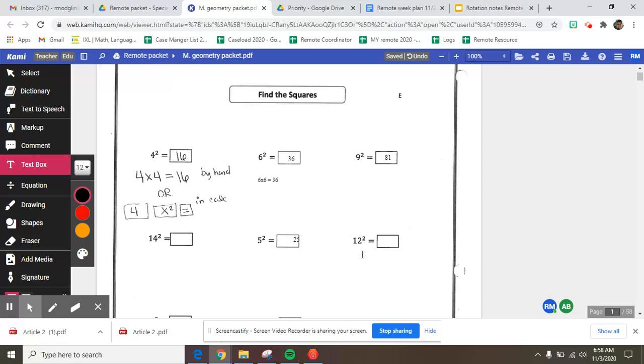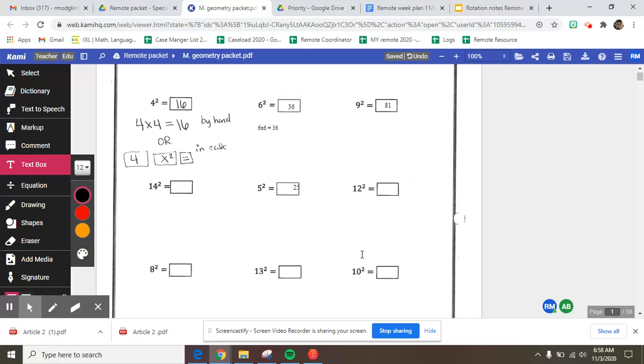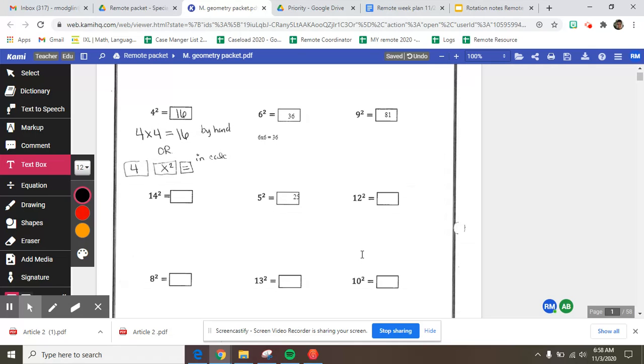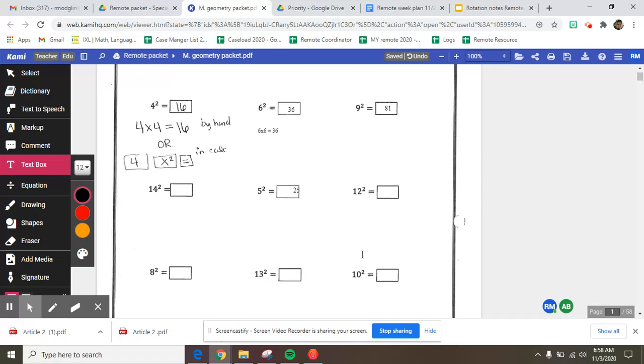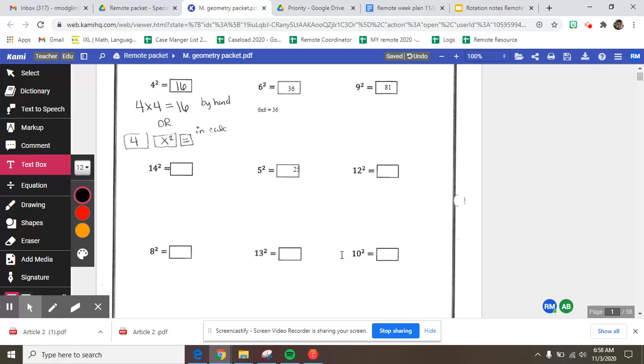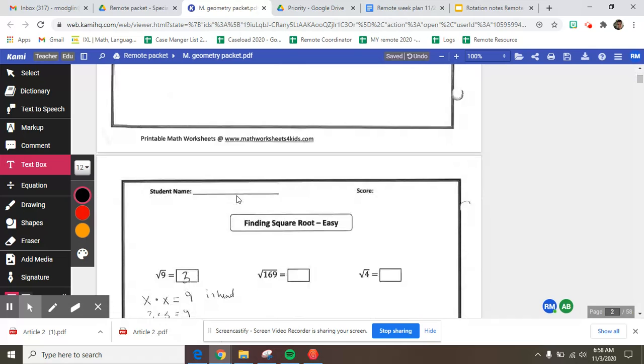12 times 12, okay? The mistake most people make is taking the number and timesing it by 2. We are not doubling it, okay? We are squaring it. So we're taking the number times itself. So this one, 10 times 10, 13 times 13. That's what you're doing for this worksheet.